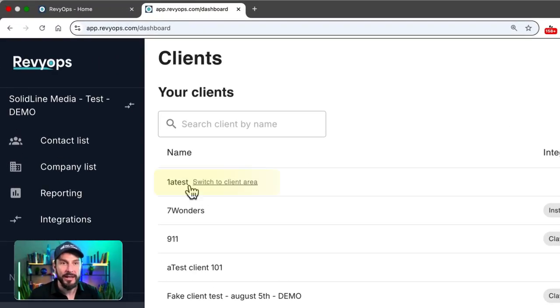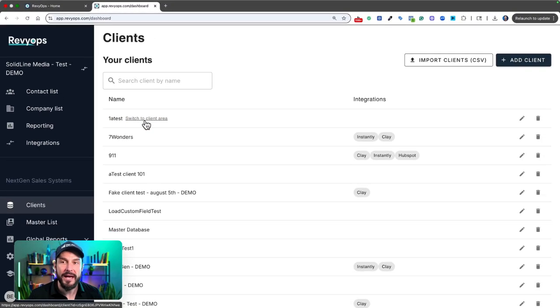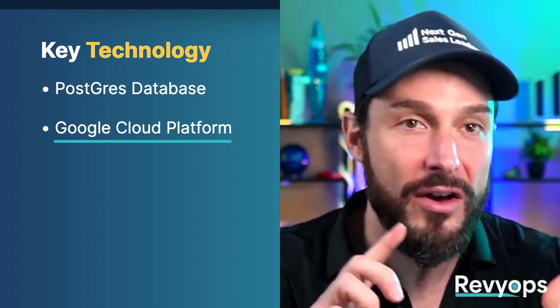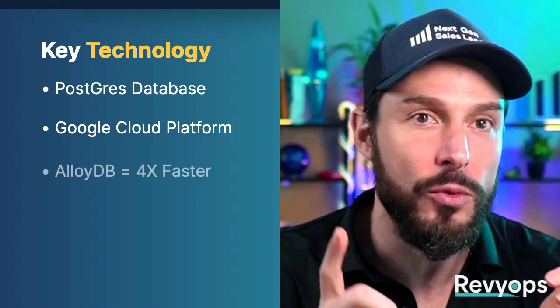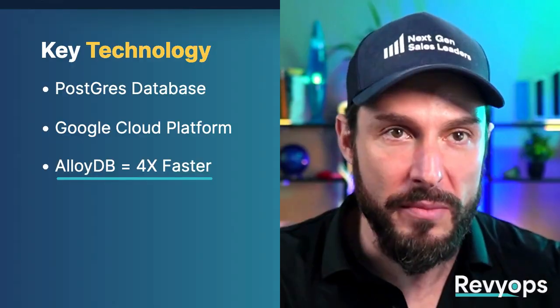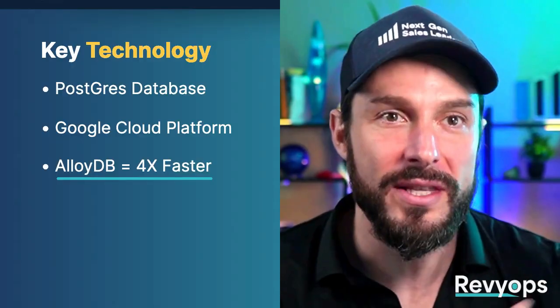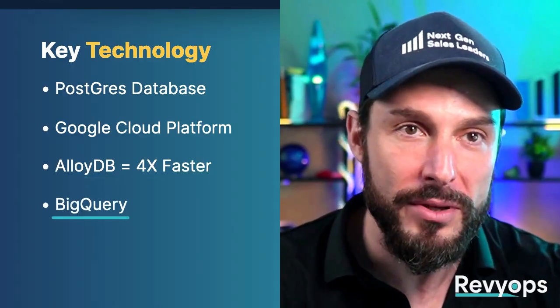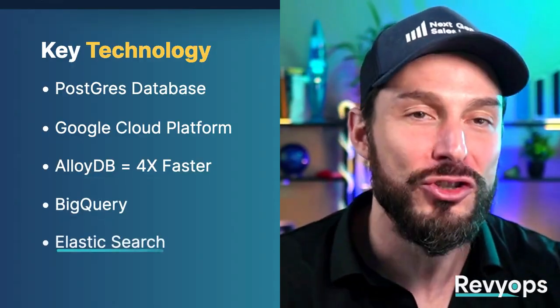Now, each client, as you can see here, is a single database. This is a very important idea: we just stood up a Postgres database. It's actually on the Google Cloud platform, and it's something even more specific. It's called AlloyDB. It's 4 times faster than Postgres. So if you hear about Supabase, it's 4 times faster than Supabase. We also have BigQuery built into this, and we also have some better search technology.